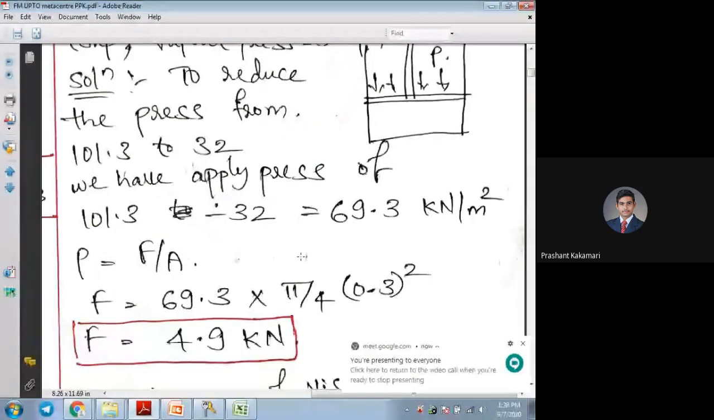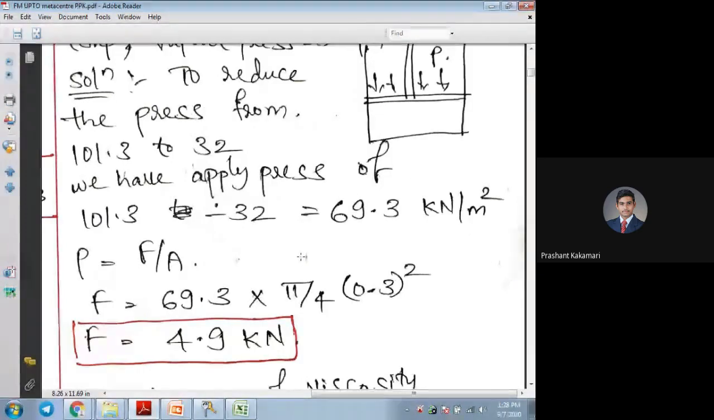So once the difference is taken, we found the pressure at which I have to lift is 69.3 kilonewton per meter square. Whenever I say kilonewton per meter square, it is nothing but kilopascal. Why pressure? Because it is per meter square. Newtons means force, point force. But here if I say kilonewton per meter square, it is a pressure. At that pressure I have to lift the piston.